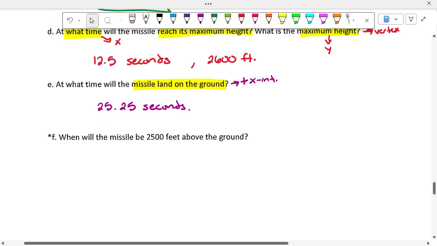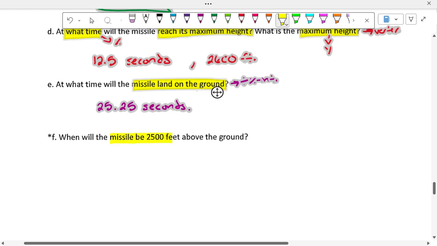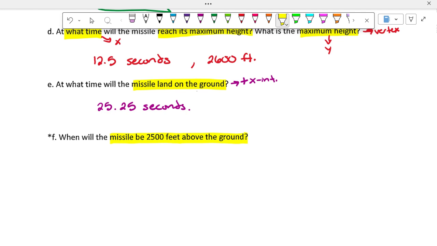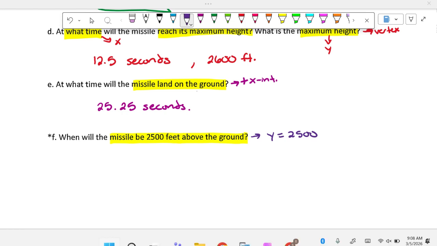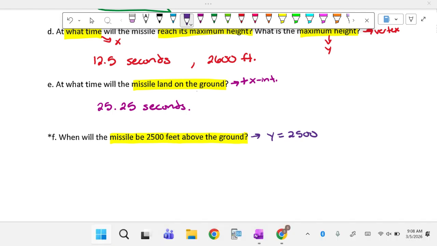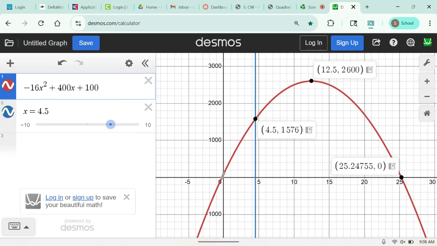All right, last one, then we're done. When will the missile be 2,500 feet above the ground? So if we're talking about feet above the ground, what am I talking about? An x or y value? A y. So I'm probably going to be putting in y equals 2,500 and finding the what? The points of intersection, yes. And remember, there may or may not be more than one. You just got to make sure you use the one that makes sense.